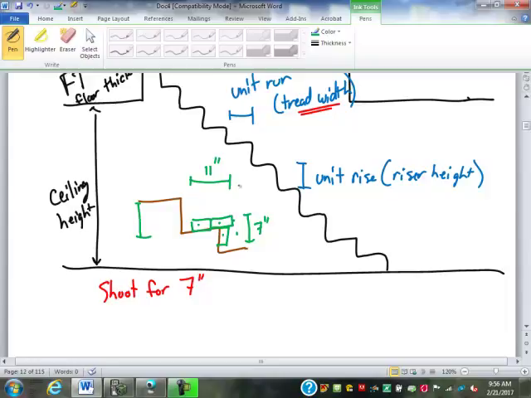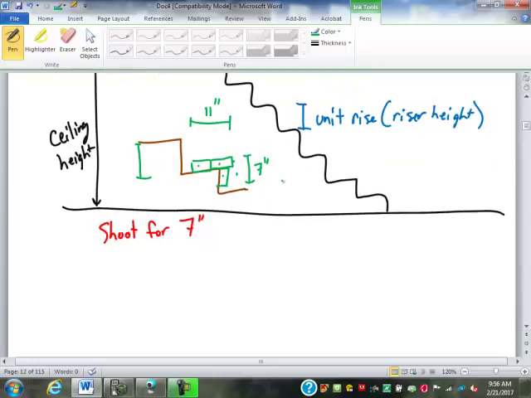Now, of course, it doesn't always work quite that perfectly. Generally, I always try to cheat a little bit above 11 if I have to cheat rather than a little bit below. I'd rather that riser be a touch more than 7 than a touch less. Different companies have different preferences. Different people have different preferences. So that's my preference and what we're going to do for this class.